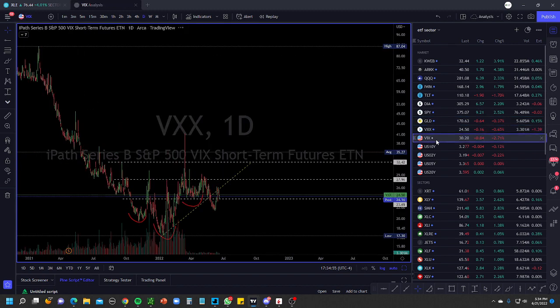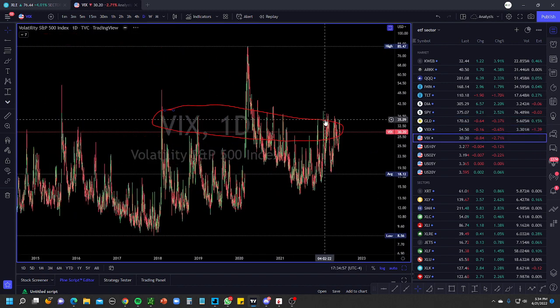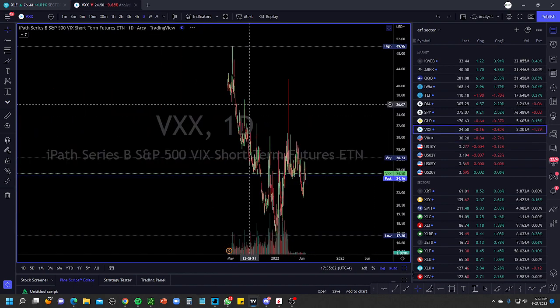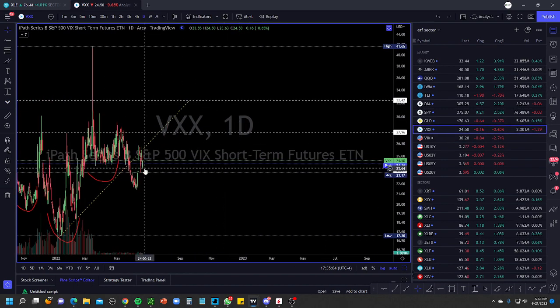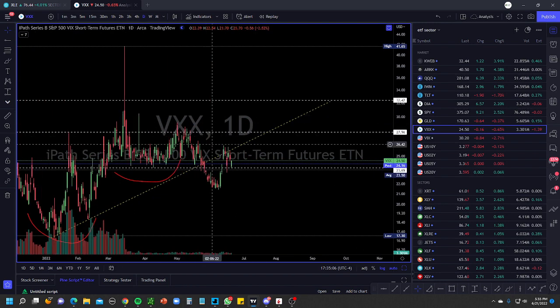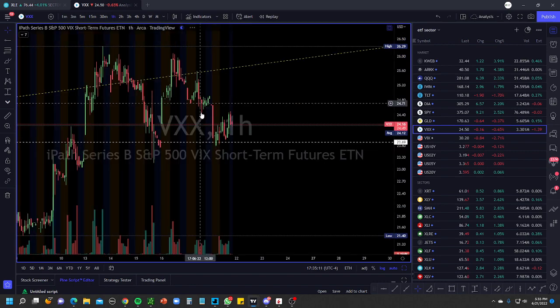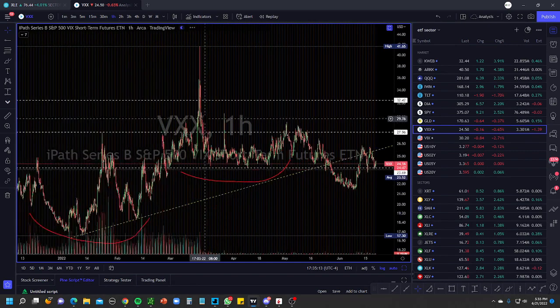But VIX, on the other hand, right? VIX is just consolidating in this range right here. It's not really breaking down. Sorry, I use VXX is what I use. So VIX popped up again here today after going down. So VIX is something that we want to keep our eyes on. If VIX continues to pop, that could be problematic for the market.